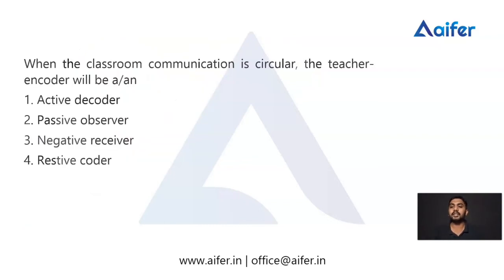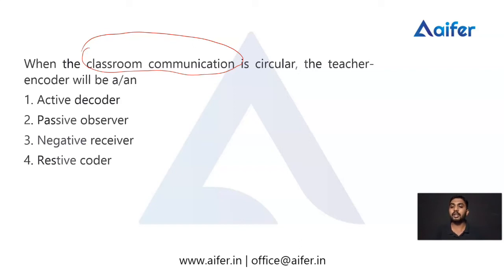So the next question is, when the classroom communication is circular, the teacher encoder will be A or N. Once again, the question is related to classroom communication. We have said earlier there will be a lot of questions from the topic of classroom communication. When the classroom communication is circular, the teacher encoder will be A or N. And we have given 4 options.